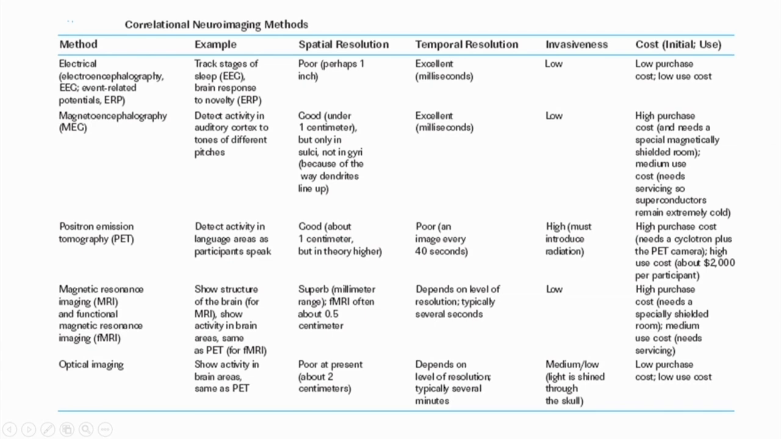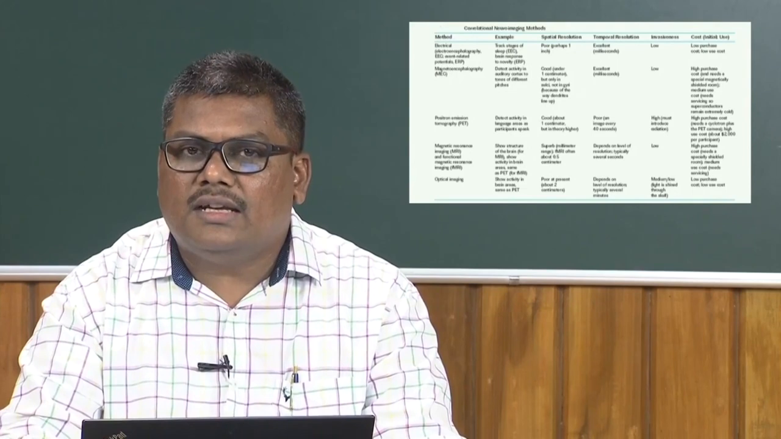Invasiveness is high, as we inject an isotope of oxygen, which is radioactive, into the blood, and this could lead to problems. Although the radioactivity with the O15 isotope is as little as what an airline pilot would get in half a year of work. So it is very, very little, but still it is radioactive, and so it is best to avoid it. The purchase cost is high, because PET needs a cyclotron and PET cameras and sensors which can record the low radioactivity of this oxygen isotope. So it is very costly.